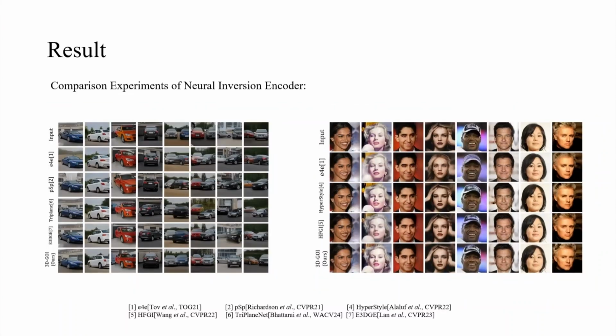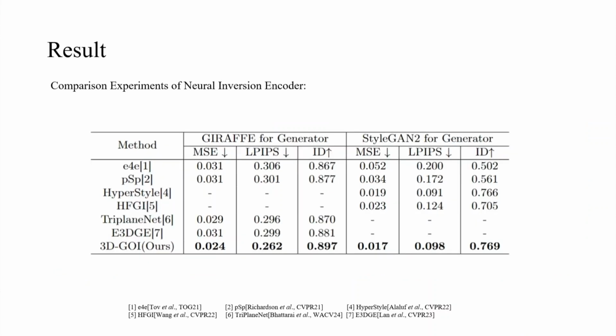We present a comparison of the neural inversion encoder with other 2D and 3D GAN inversion method encoders. As can be seen, our method outperforms all others, whether it is applied to vehicle data or face datasets. These are the quantitative results of the comparative experiment. The neural inversion encoder, whether used in Giraffe or the well-known 2D GAN StyleGAN, outperforms other GAN inversion methods in metrics such as MSE, LPIPS, and ID loss.